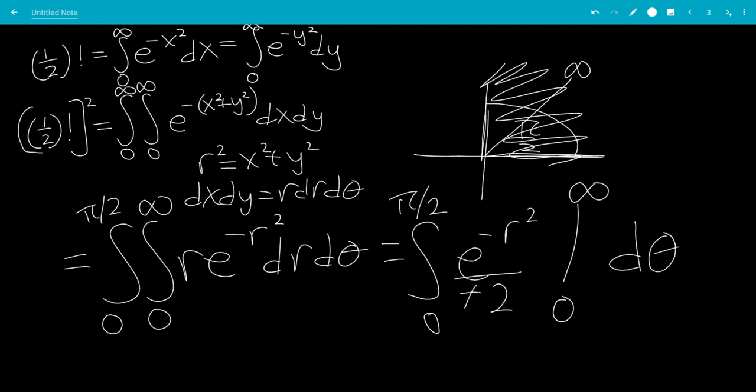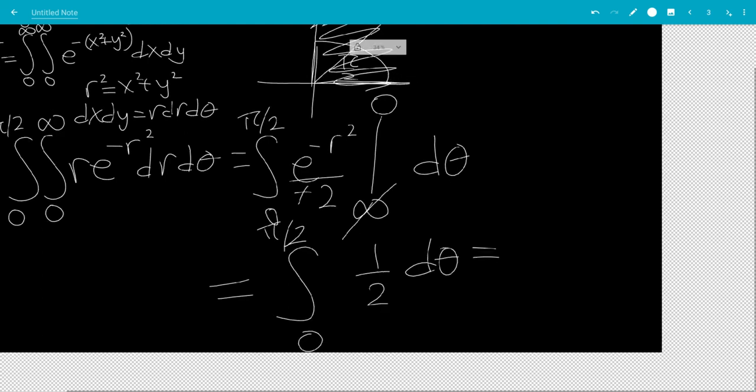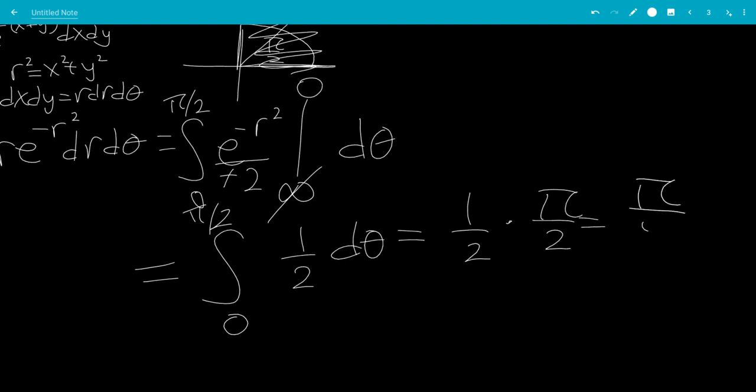Now the negative sign can reverse this order of plugging in, so instead of 0 to infinity, it'll be from infinity to 0. e to the minus infinity will go to 0, so we just plug in 0. That leaves us with the integral from 0 to pi over 2. Plugging in 0, you get 1 over 2 d theta, and that's 1/2 times the integral of 1, which is just the bound b minus the bound a, which is just pi over 2, leaving us with pi over 4.